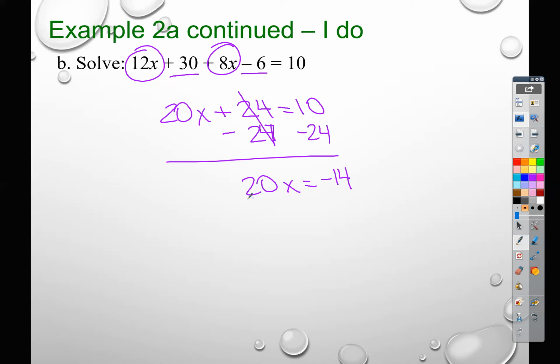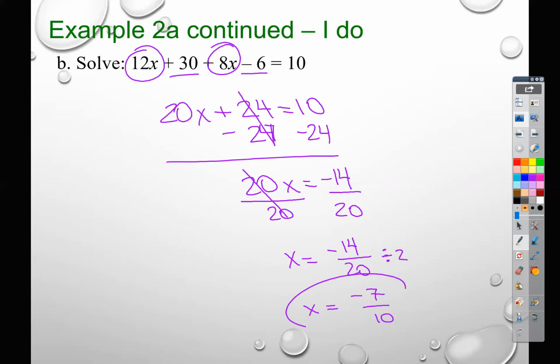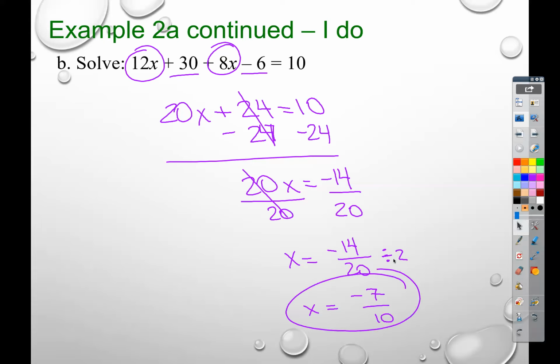So then I'm multiplying here, so I'm going to divide both sides by 20. And I would get x equals negative 14 over 20, but that should be simplified. Both of those things can be divided by 2. So I would actually get x equals -7/10 as my final answer.